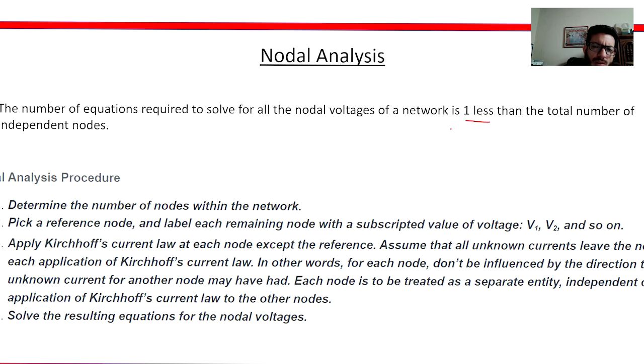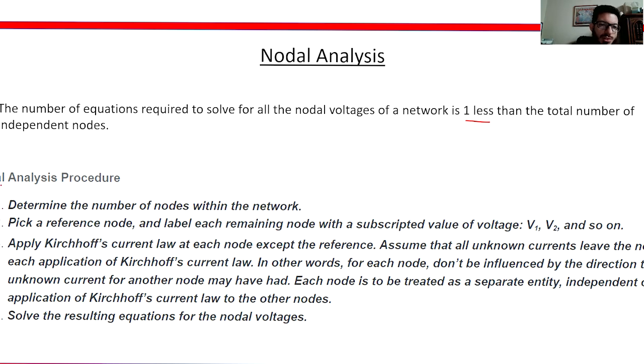So before, with the mesh, we have two meshes, we have one more equation. So if we have two loops, we have three equations. When you do the nodal analysis, depending on the number of nodes, you have one equation less. So the procedure is the same. Determine the number of nodes within the network. This is easy. Pick a reference node, usually the maximum potential.